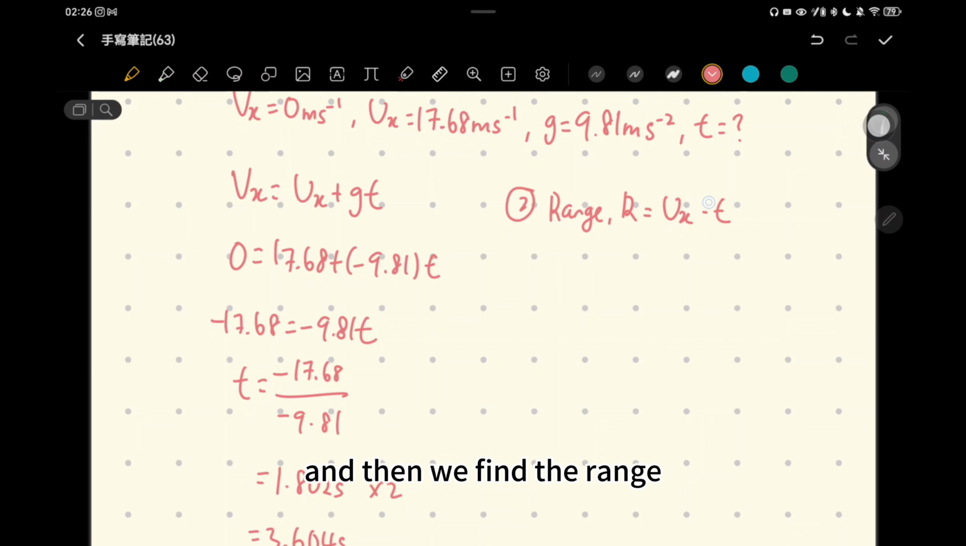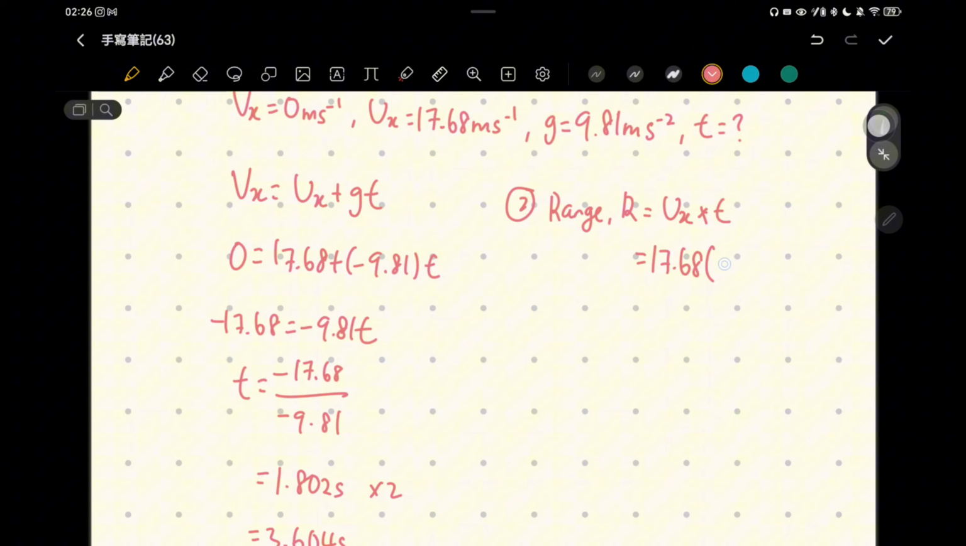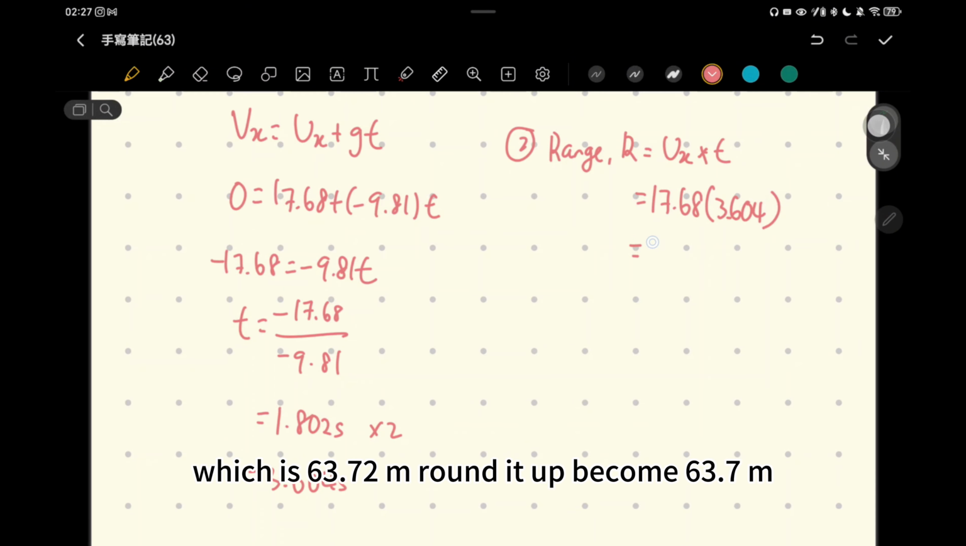And then we find the range and sub in the values to the formula. And then later you will get the answer, which is 63.72 meters. Round it up to become 63.7 meters.